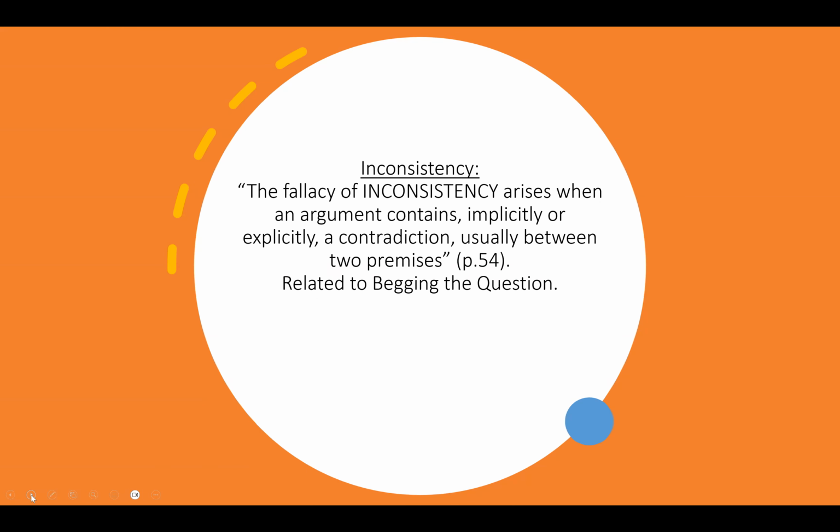Next, inconsistency. The fallacy of inconsistency arises when an argument contains implicitly or explicitly a contradiction, usually between two premises. Remember from assignment 1, a contradiction is false, in which the terms cannot work together. This is related to begging the question.